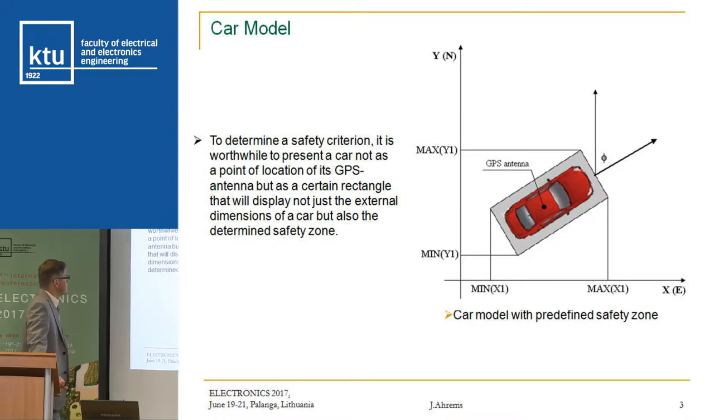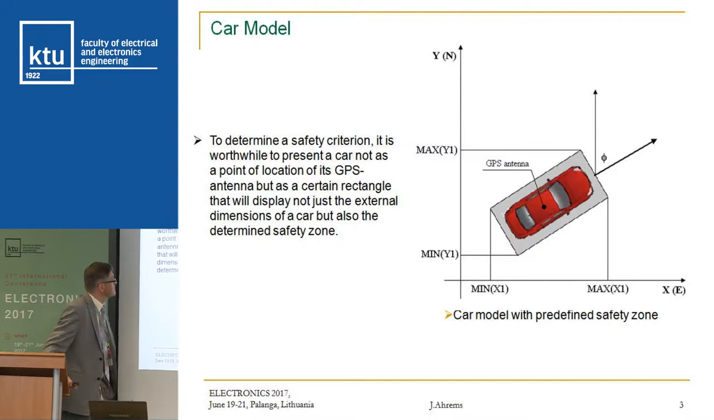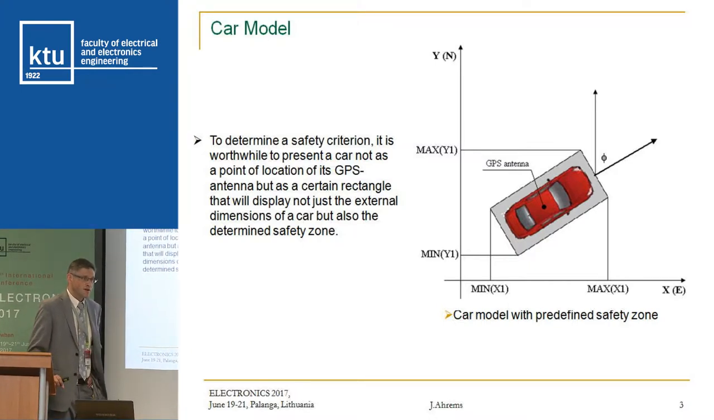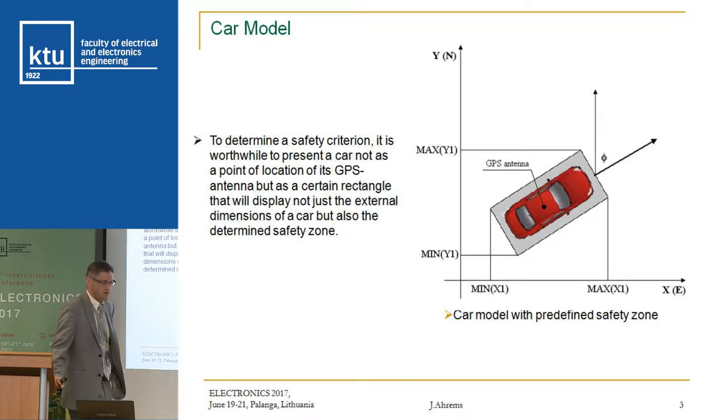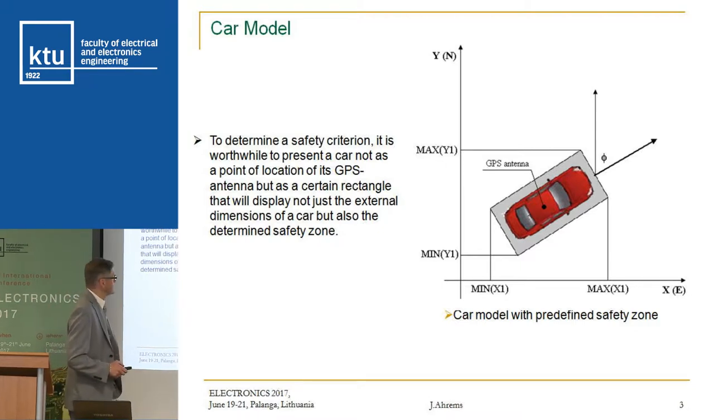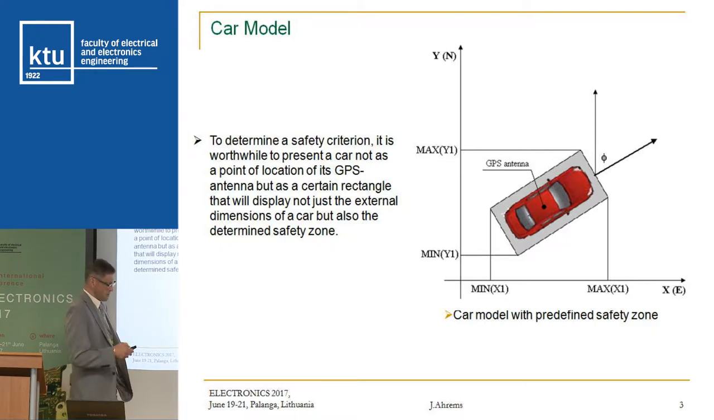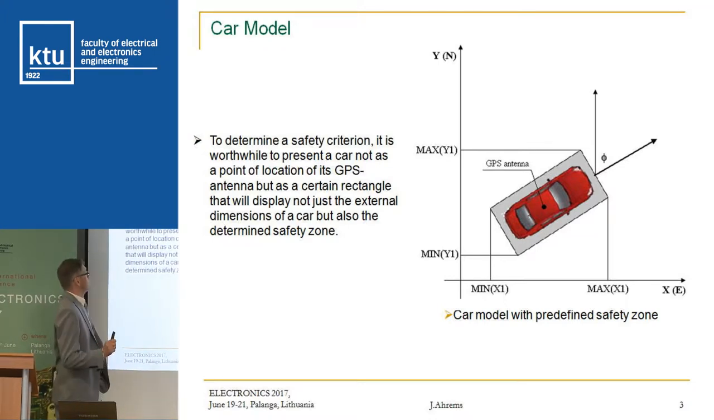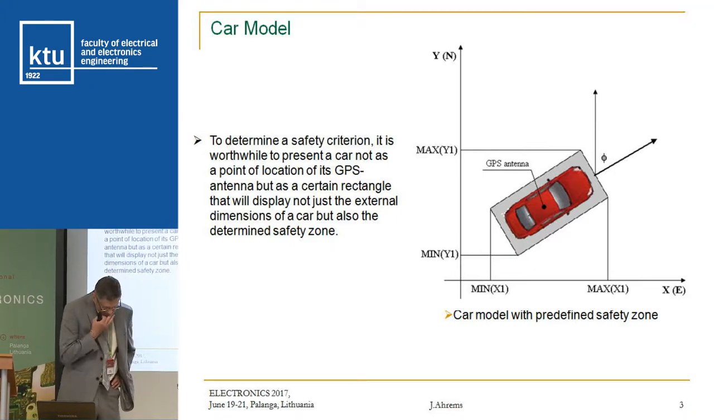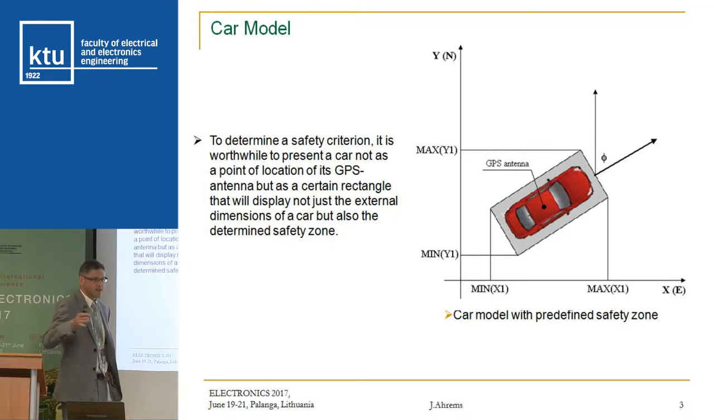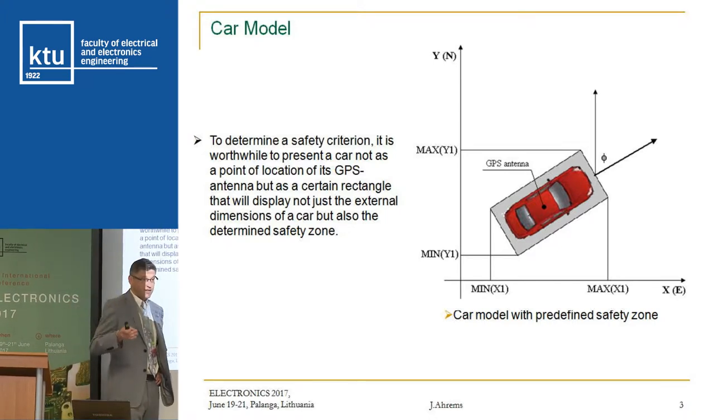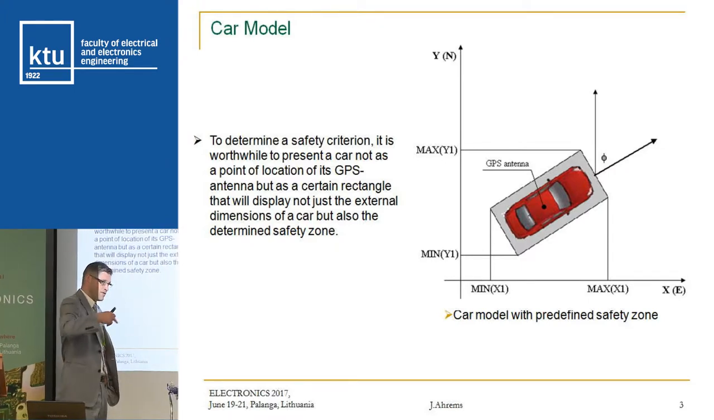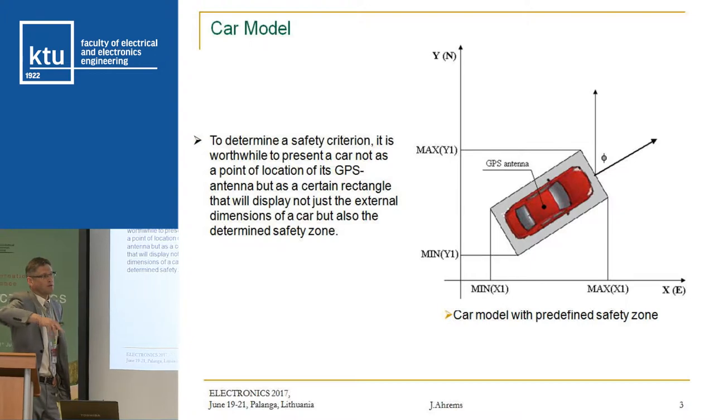To establish or determine a safety criterion, it's worthwhile to present a car not as a single point, which is consigned with a GPS antenna, but as a certain rectangle that will display not just the external dimensions of the car, but also the preset or determined safety zone. There are two reasons why we use this model. The first reason is that placement of the GPS antenna and overall size of the car are known. It's very easy to share this information between all participants of road traffic using V2V.